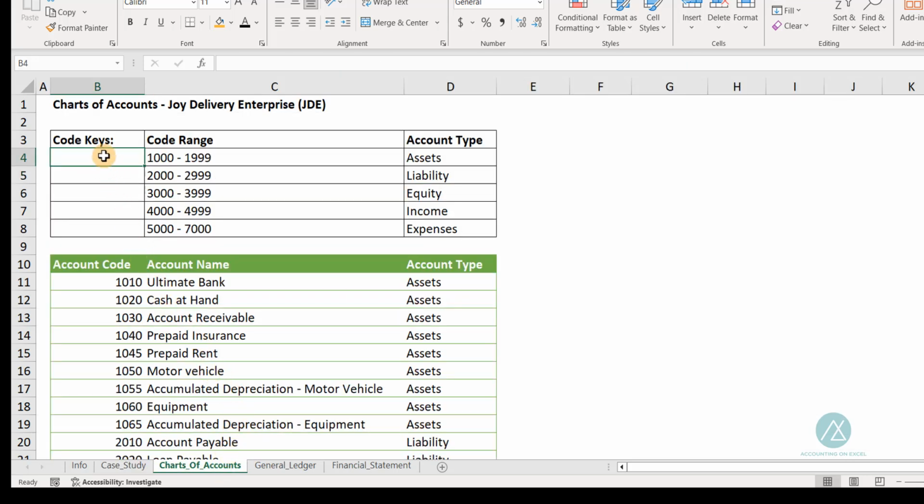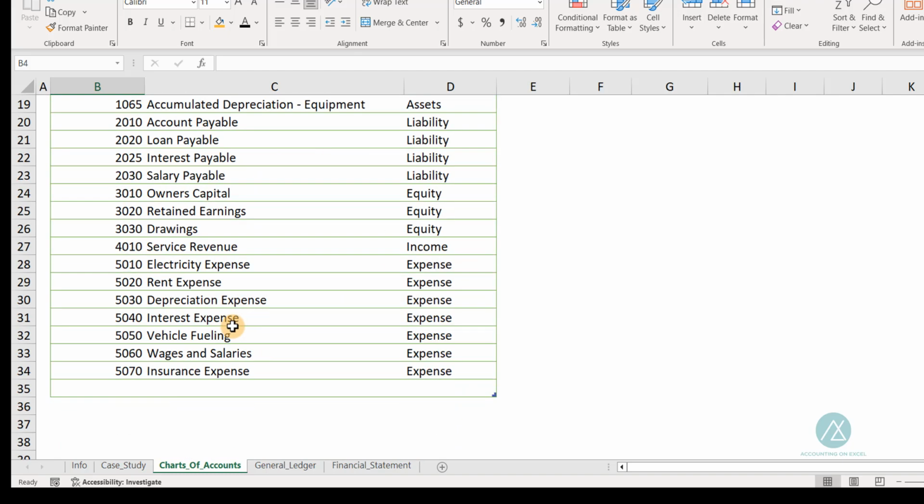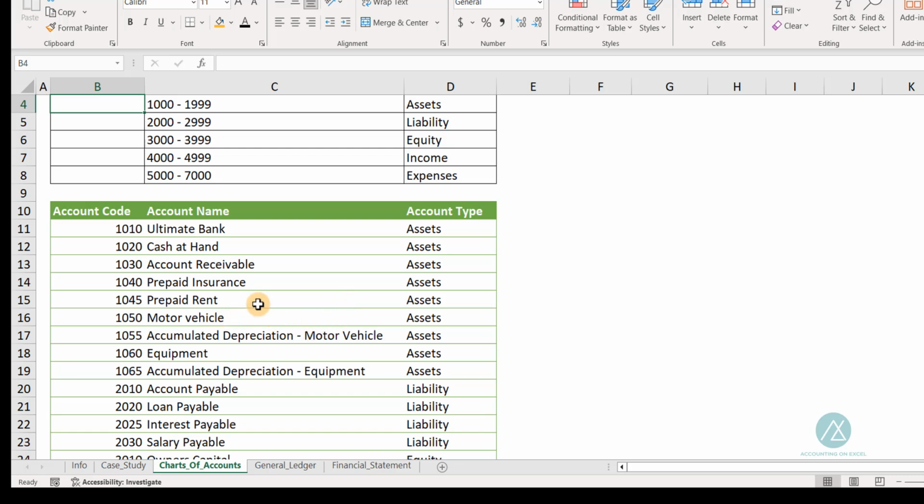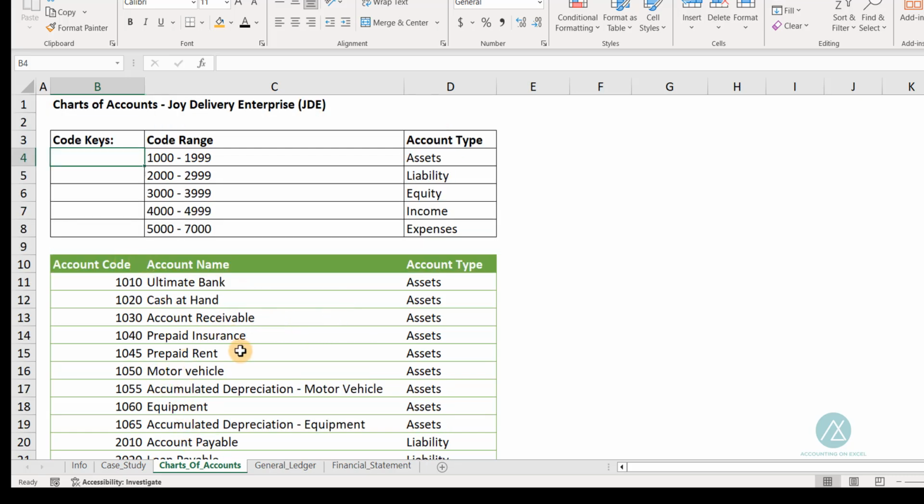Here we have the chart of account code. All the ones are assets, all the twos are liability, all the threes are equity, the fours are income, and 5 to 7 are expenses. Now, based on this code here, you generate your chart of account. As you can see for Joy Delivery Enterprise, we have generated the chart of account.